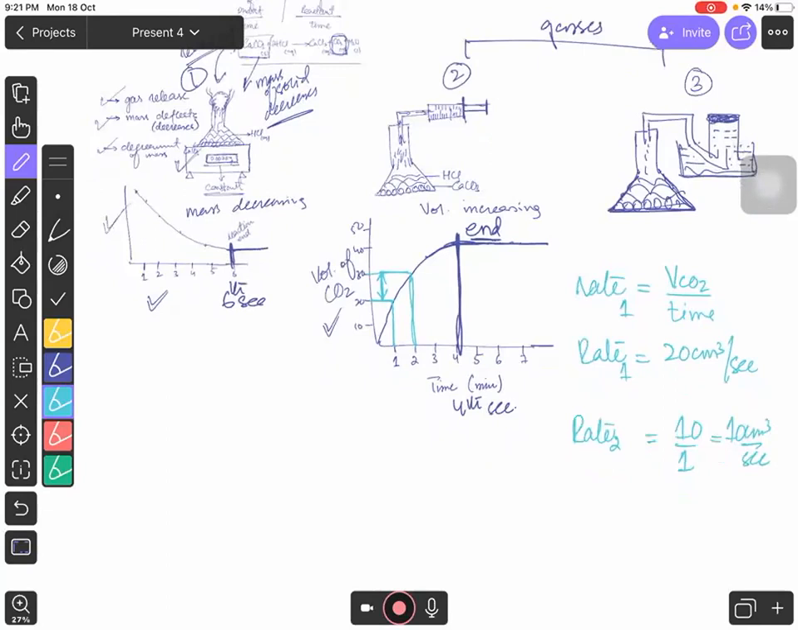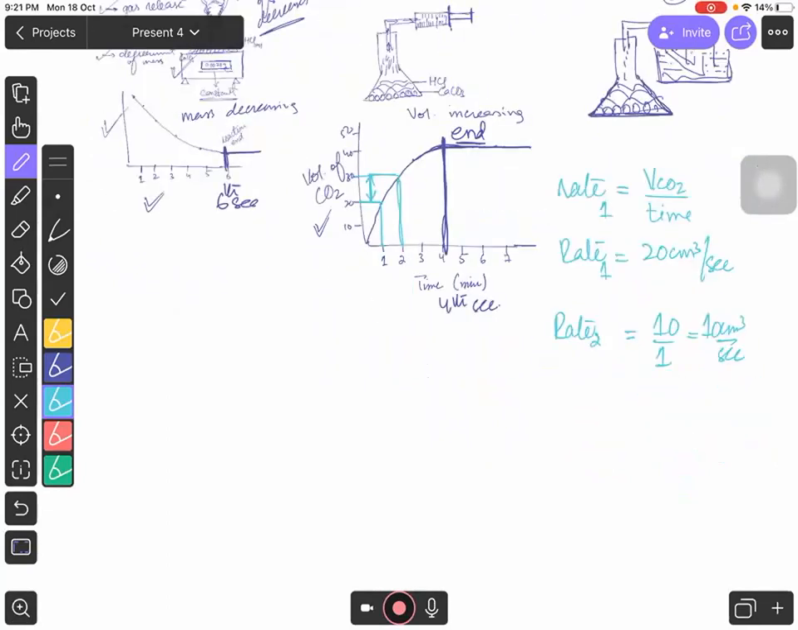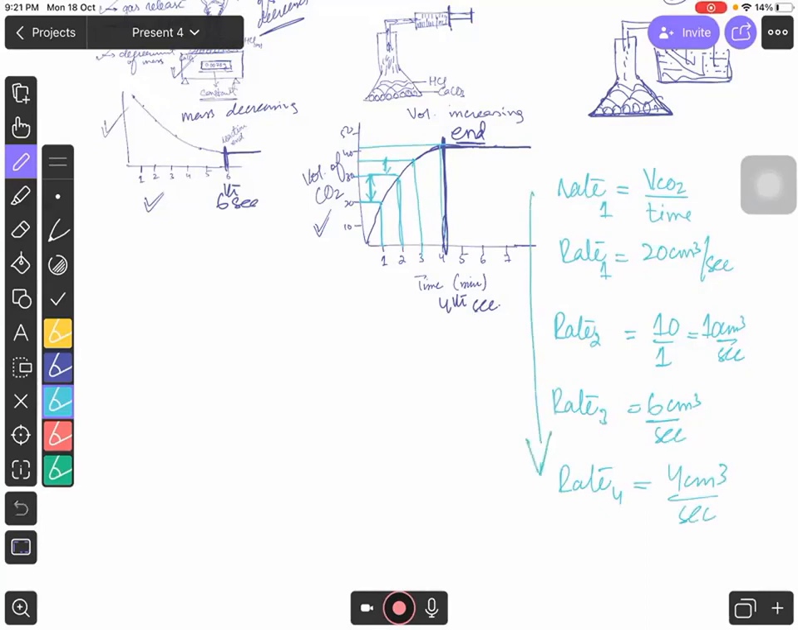Yes. And if you talk about the third second, it is almost 36. So the difference is 6 centimeter cube, so it is 6 centimeter cube per second. That is the rate number 3, right? And if you talk about the rate number 4, it is 4 centimeter cube per second, right? So what is observed over here? The observation is that the rate of reaction is actually decreasing with time, right?